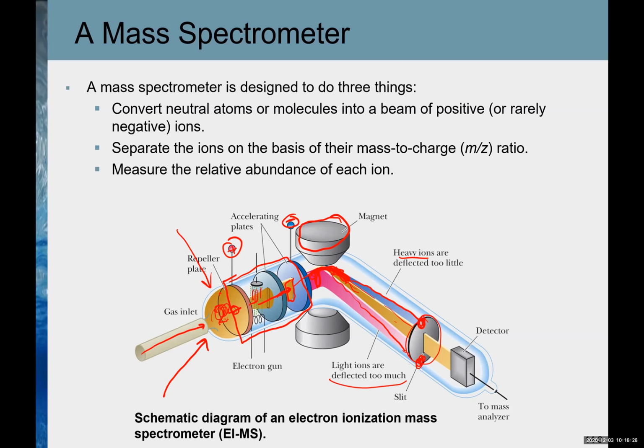So depending on where the sample was detected, the computer will analyze, and from that it will calculate what the structure, what the molecular mass is. Okay, so that's a really simplistic way of explaining how a mass spectrometer works.